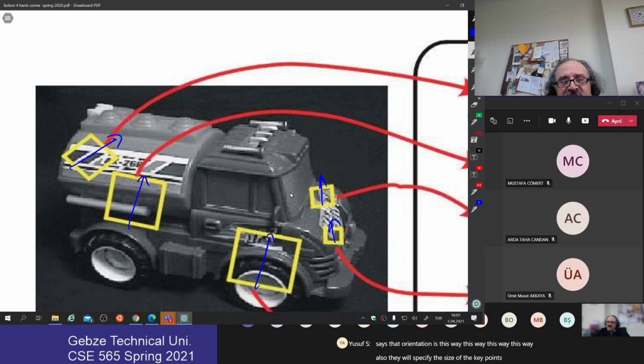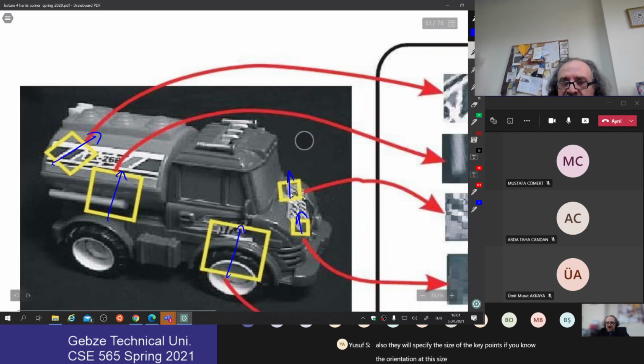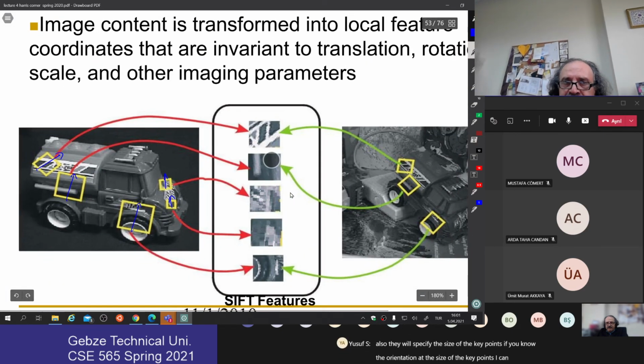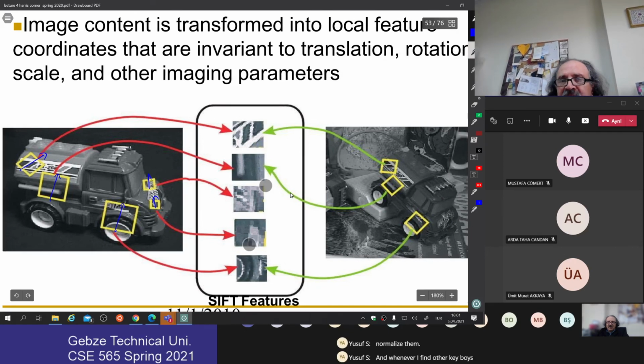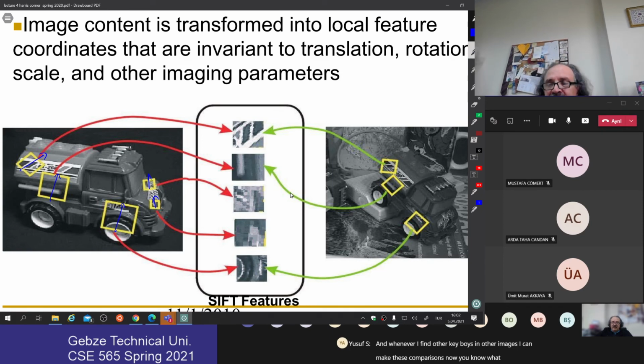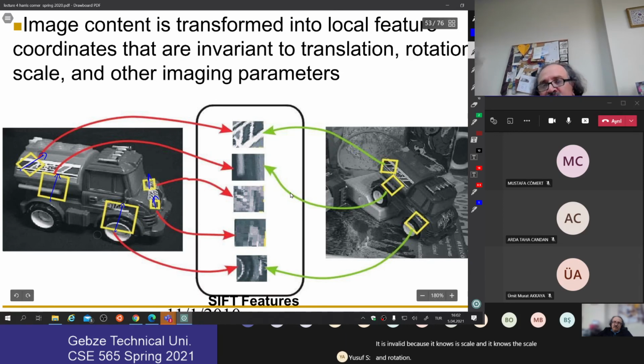If you know the orientation and the sizes of the key points, I can normalize them. And whenever I find other key points in the other images, I can make these comparisons. Now you know what we mean by it is scale and rotation invariant. It is invariant because it knows the scale and the rotation, so I can map them to the same normalized images.